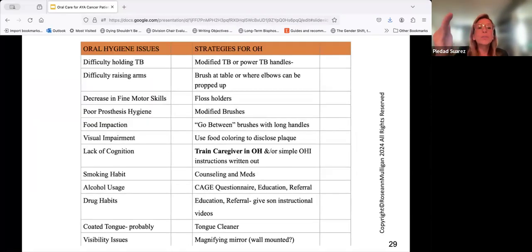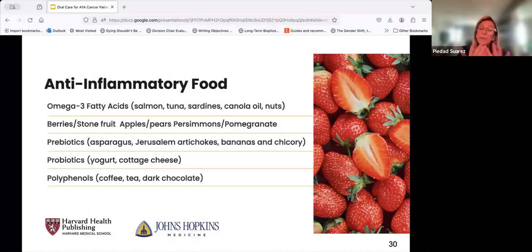And here are some of the oral hygiene issues. If you are having trouble holding the toothbrush, or if it's hard for you to raise your arms, bring all these issues to your dentist. Limit the smoking, the alcohol, or any other drug habits that you may have, and everything will be better. Anti-inflammatory food is very good for you, and probably at this point you are more knowledgeable than me, because this is going to help also with your recovery.